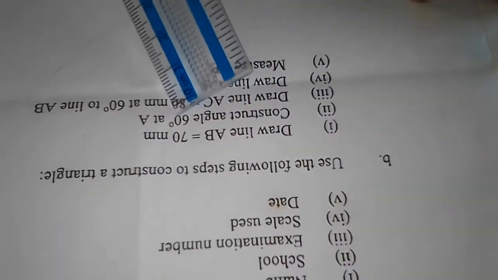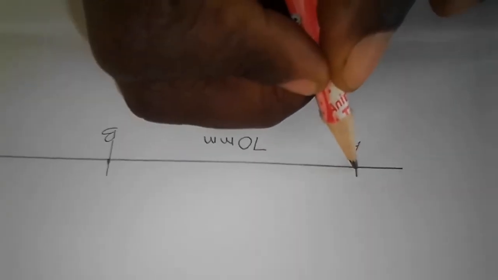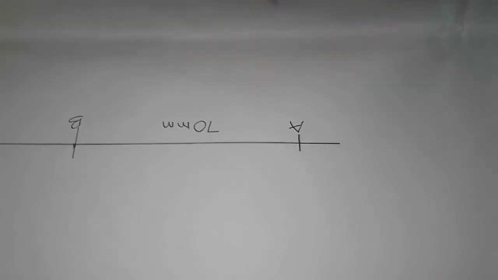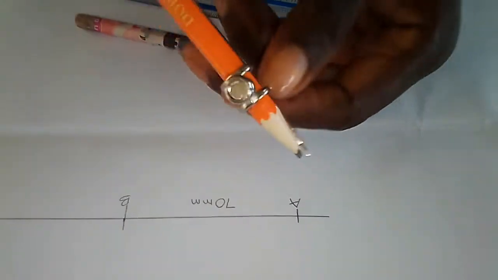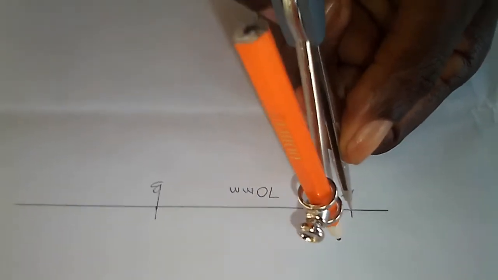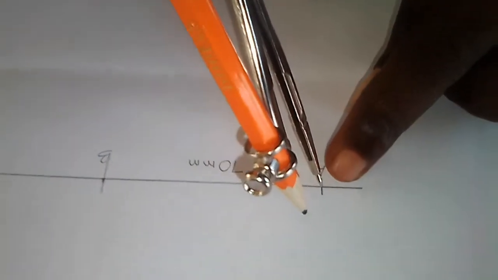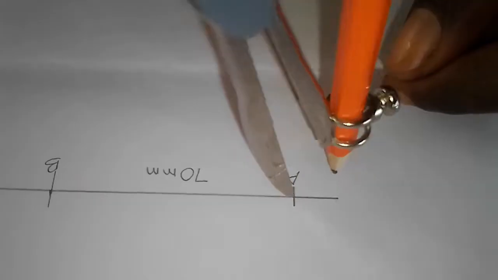Step 2 says, construct angle 60 degrees at A. This is A, this is B. The point A is where my 60 degrees will be. I pick my compass and stretch any radius of my choice. Place it on A. You can see that my compass is staying at the intersection point here. Then I will draw an arc.